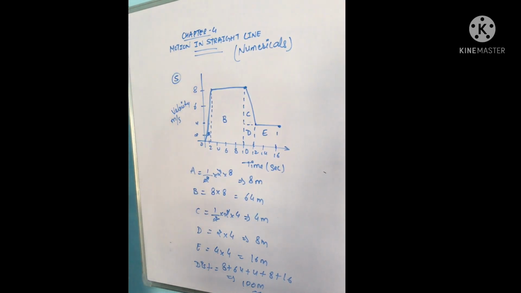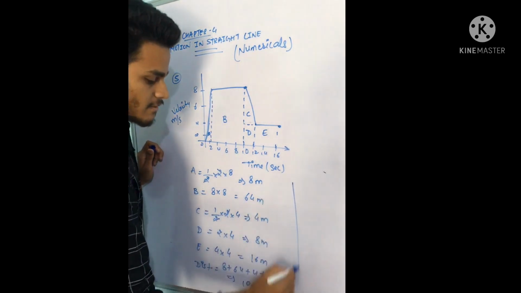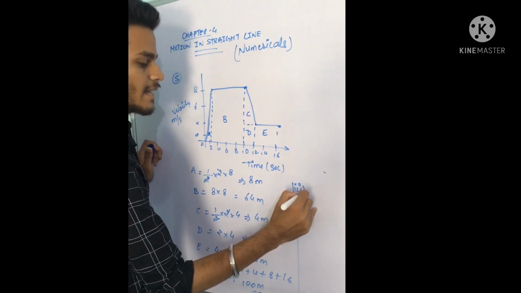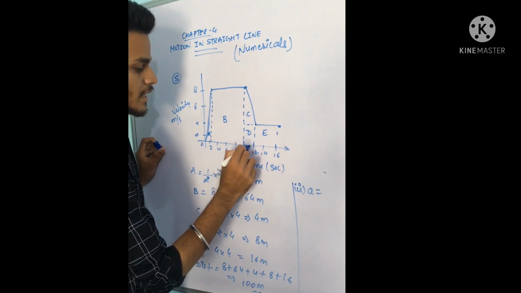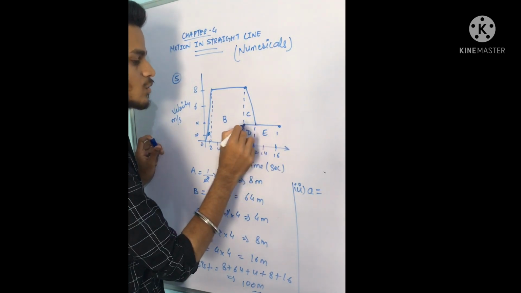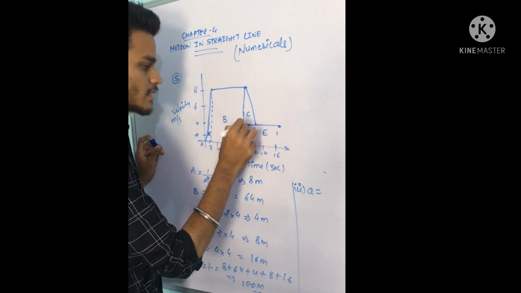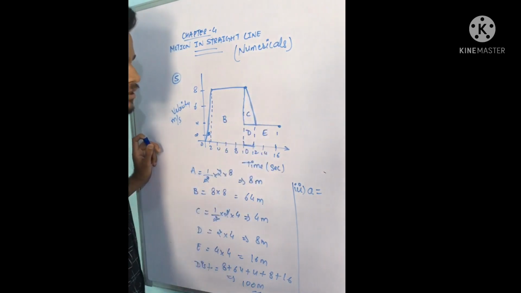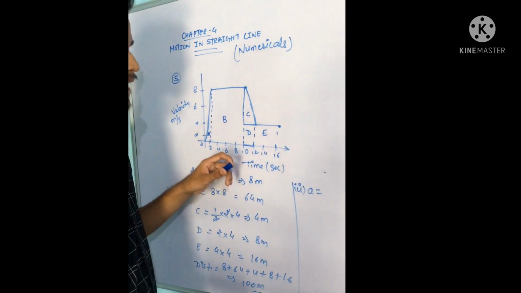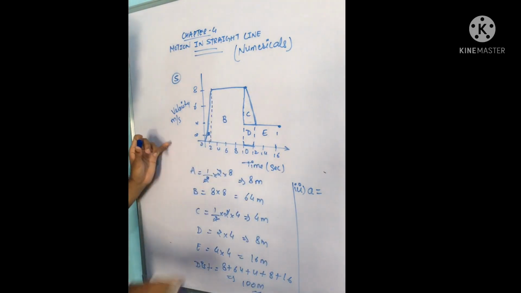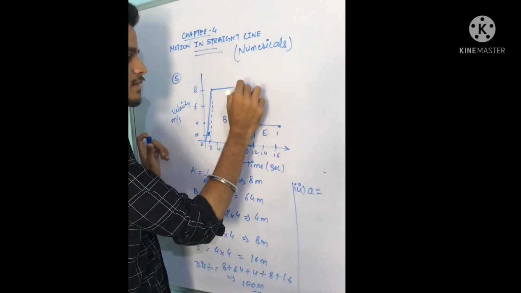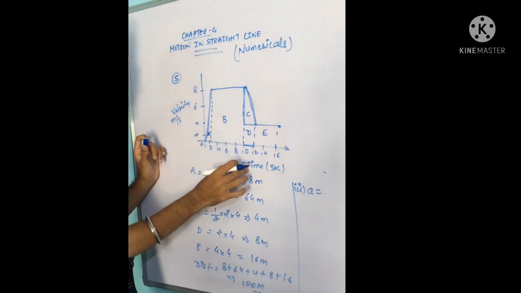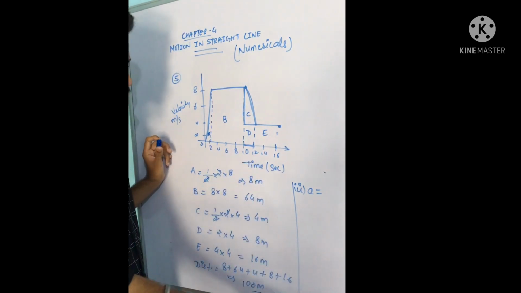Now the second part: what is the acceleration of the runner at 11 seconds? 11 seconds means here between 10 and 12, what will be the acceleration? To find acceleration, we calculate the slope, because the slope of the velocity time graph gives us the acceleration. So how to find the slope here? Change in velocity means 8 minus 4.